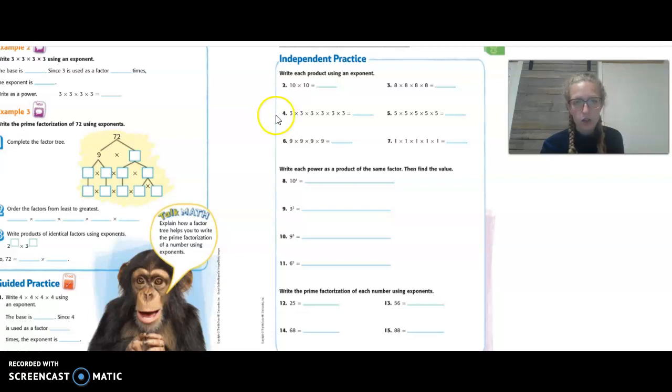Excellent. So here I have a number that's being repeated. I know that number is the number being multiplied, and from my notes that's my base. Let's look at the instructions: write each product using an exponent. Well, we know what an exponent is now. It's that little number that tells us how many times something is being multiplied. So I know my 3 is my base.